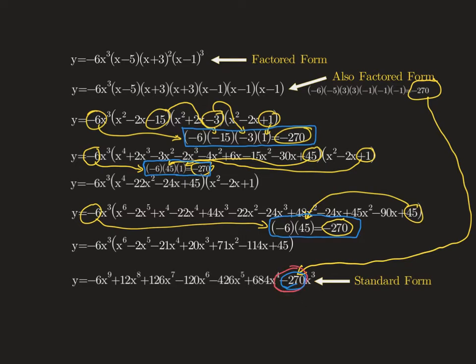So that could sometimes be helpful when you're looking for the y-intercept and you're kind of looking for that last digit. That'll be helpful, that you don't have to go through the whole expansion to find it.